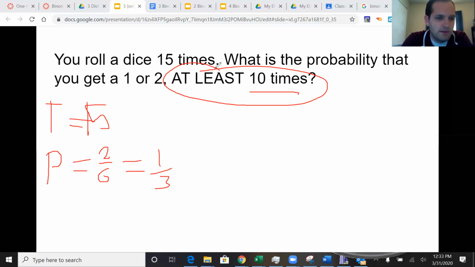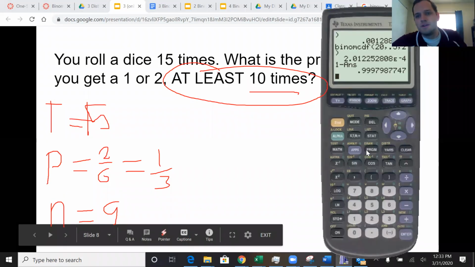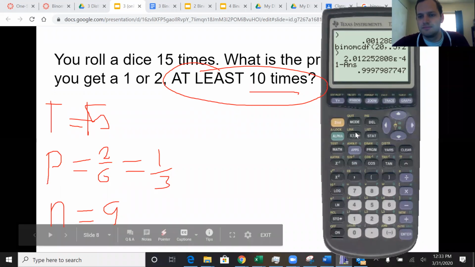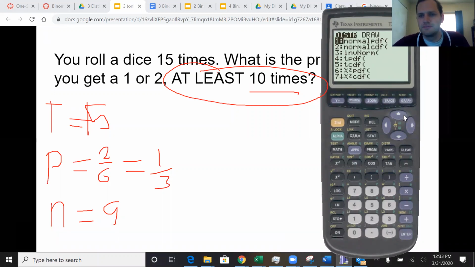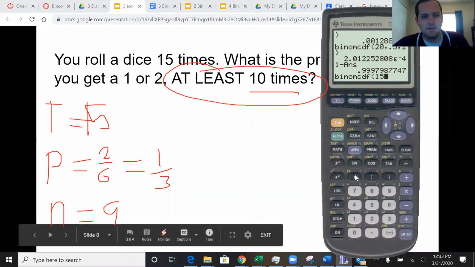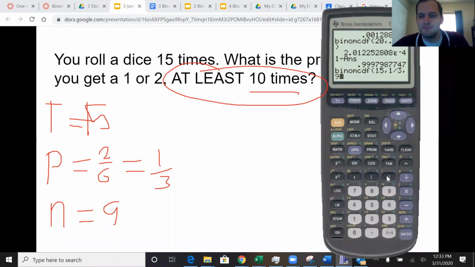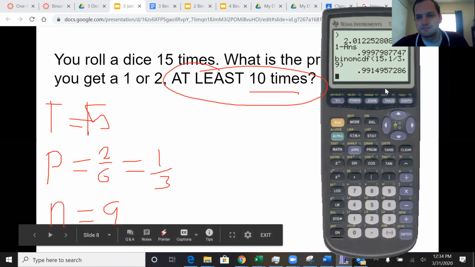What letter do they use? N. And we want N to be 9 when I plug it into the calculator. So we're going to do a binomial CDF. We've got 15, 1/3. You could also do 2/6, 9. 0.991. That's the probability of getting at most 9 1s or 2s.